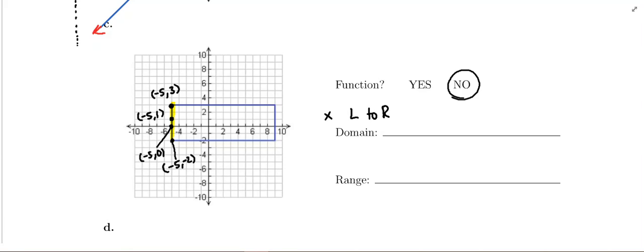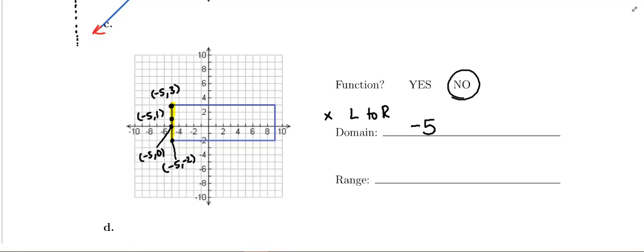Now, if we're talking domain, we're thinking x values. Look at the x values on all four of these points that I have called out. The x value is -5. So all the leftmost points on this rectangle have an x value of -5. That's where the domain is going to start. Going from left to right, the rectangle starts at x equals -5.